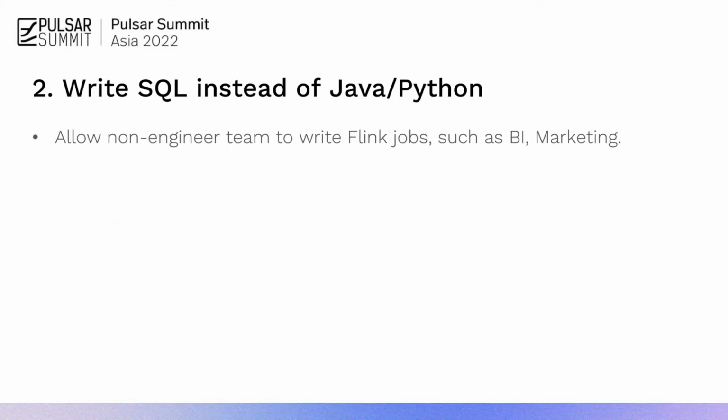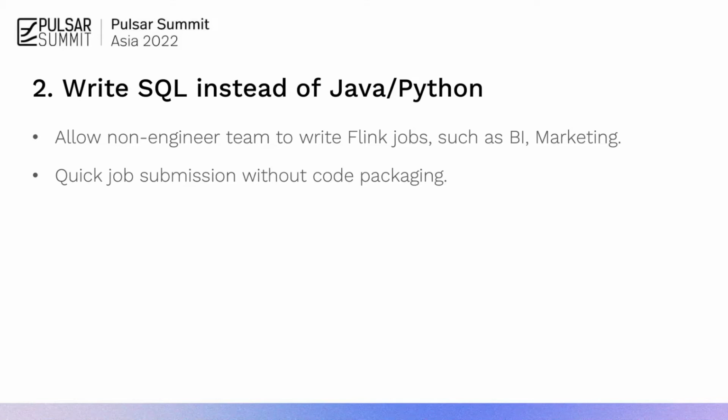Secondly, you can write SQL instead of Java or Python with the help of the SQL connector. This is very helpful because it allows non-engineer teams to write Flink jobs, such as BI teams and marketing teams. They can write SQL scripts to investigate data stored in the Pulsar topics. And in fact, it brings us faster job submission because it does not require any code packaging.